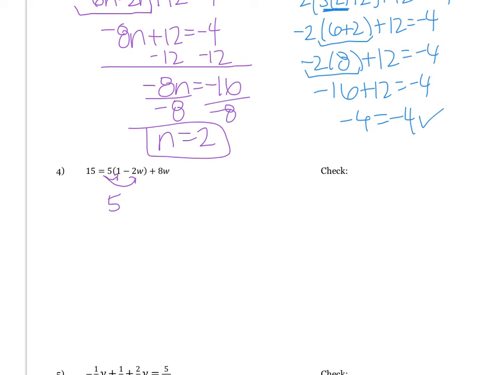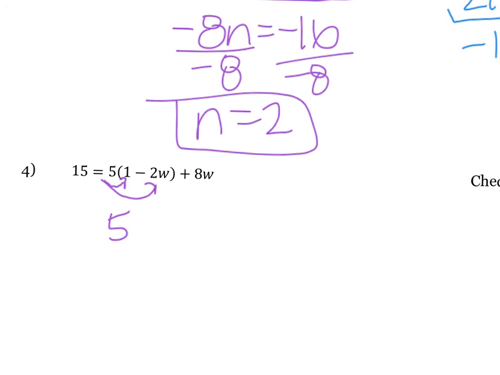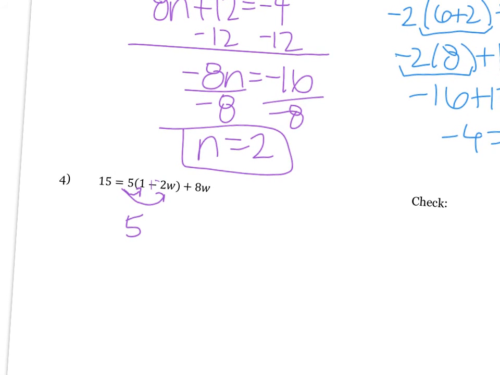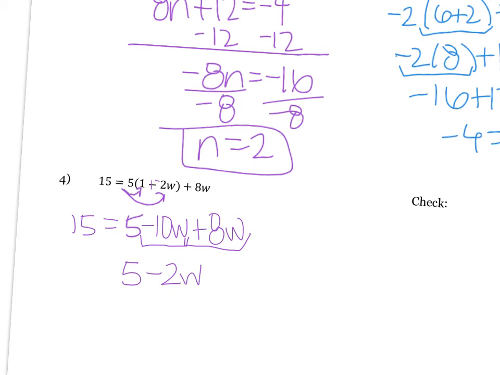Or if you want to change this, we can zoom in a little bit. Change this to be plus a negative 2w, if that helps you understand it a little better. But then we are multiplying it by a negative 2w, so we get minus 10w plus 8w. Now we can combine like terms, so we have a negative 10w plus 8w. So it's negative 10 plus 8. We're going to rewrite my 5 minus 2w is equal to 15.